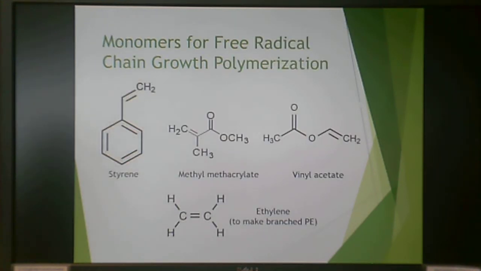So here are some monomers for free radical chain growth polymerization. Styrene is made into polystyrene, methyl methacrylate is made into polymethyl methacrylate, vinyl acetate is made into polyvinyl acetate, and if you're going to make low density polyethylene, use ethylene by free radical polymerization. Ethylene can also be used to make high density polyethylene using different catalysis.